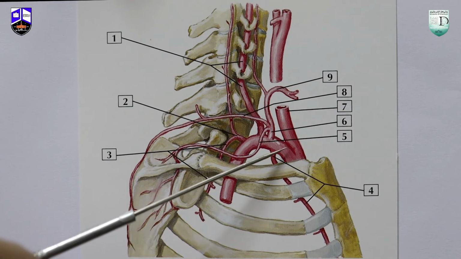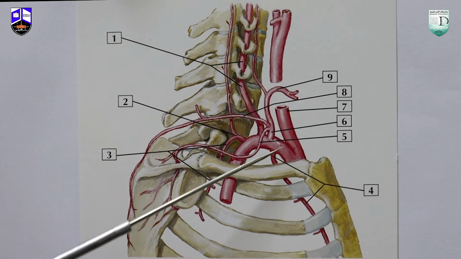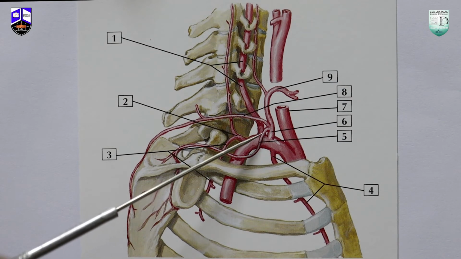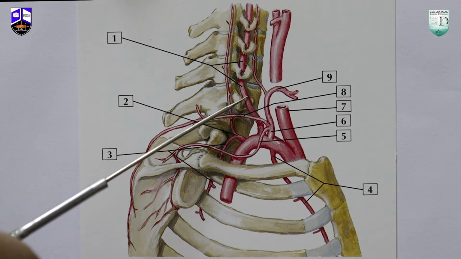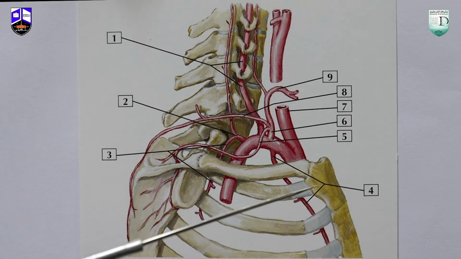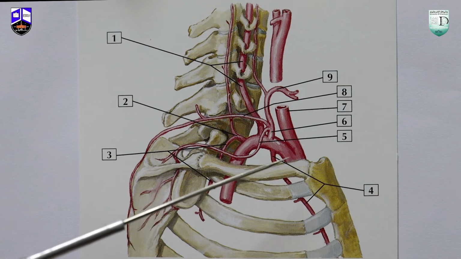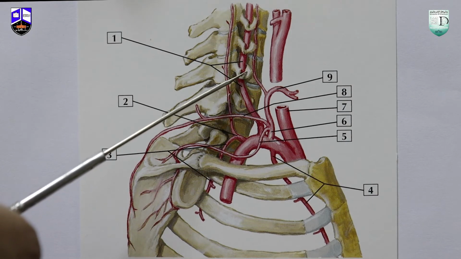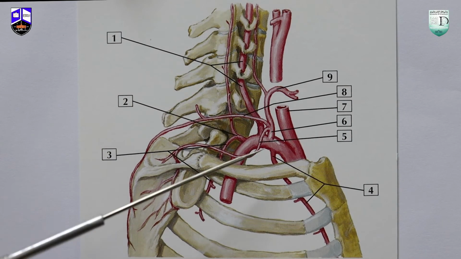Now here is the first part of the subclavian artery. It gives rise to three branches. The first of them is the one that ascends upwards here. This is the vertebral artery. It passes upwards through the foramen transversarium of the 6th cervical vertebra and continues upwards.